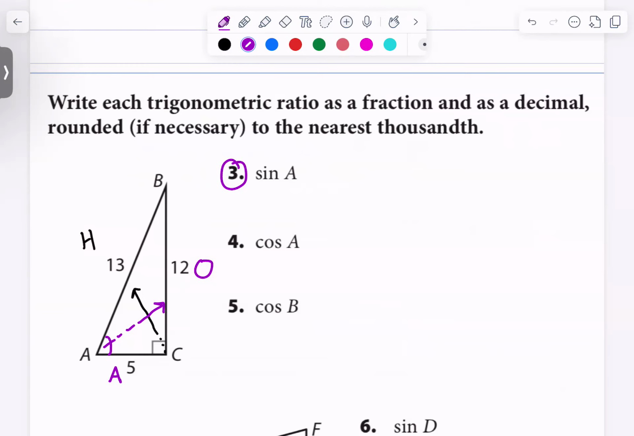So sine, is it SOH, CAH, or TOA? SOH, right, because it's sine. If you memorize how to spell it, that's going to be your opposite side over your hypotenuse, which is 12 over 13. That's it. Make sense? Let's do number 4, cosine of A. Well, cosine is adjacent over hypotenuse, right? If you look at your notes, it's CAH in SOH CAH TOA. So that one is going to be 5 over 13.